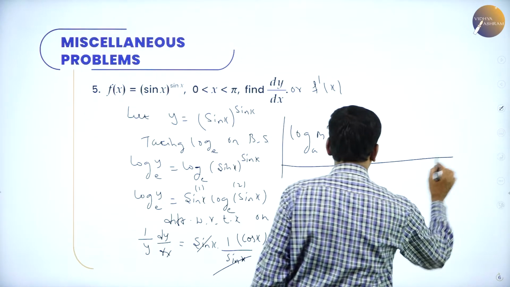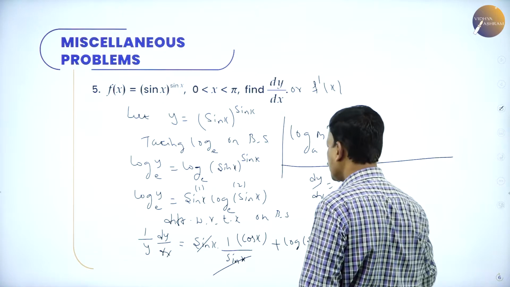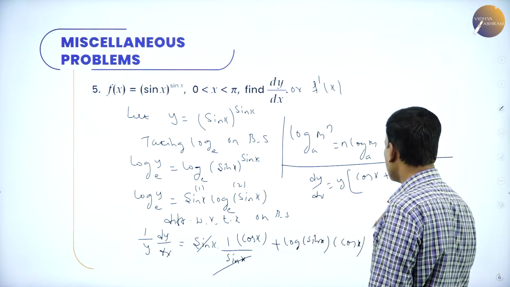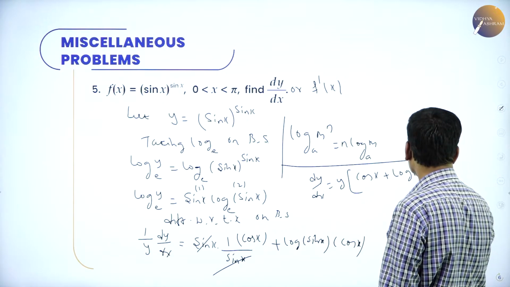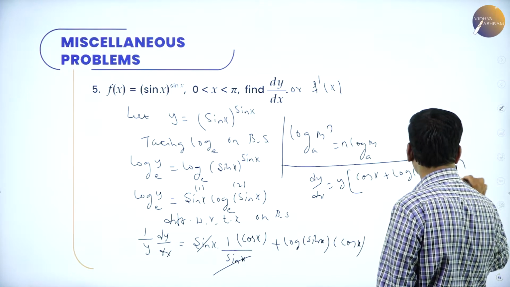So what is left over is only dy by dx is equal to, transfer y to the right hand side. y into cos x into 1 is cos x plus log of sin x into cos x. Substitute the value of y.